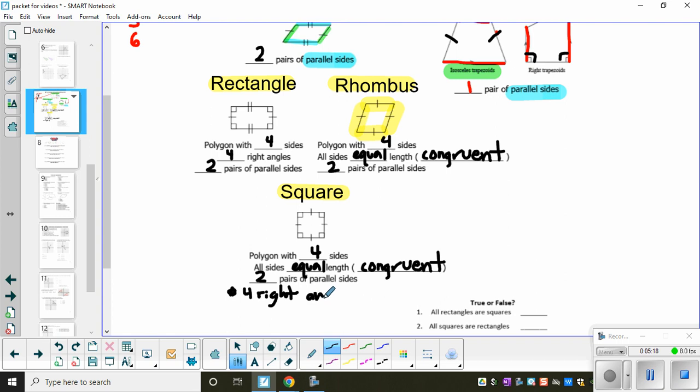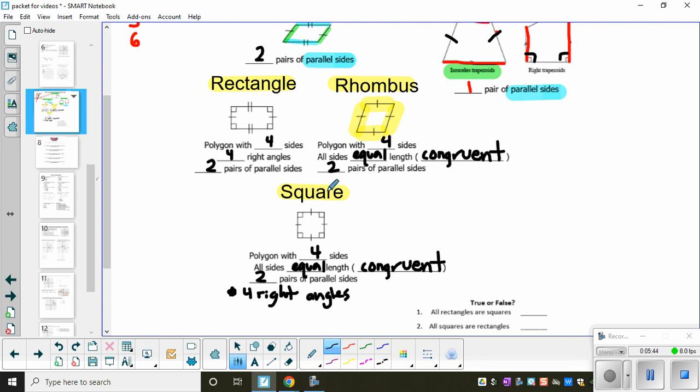So if I say, hey, what shape am I? I'm a quadrilateral. All my sides are congruent and I have 4 right angles. If I'm telling you you've got a quadrilateral and all 4 sides are congruent and you have 4 right angles, you know you must be dealing with a square. So if I ask you, are rectangles a type of square? No, they're not. However, squares here are a type of rectangle.